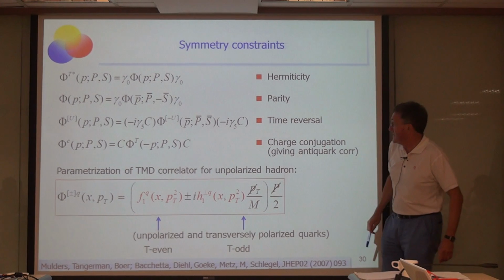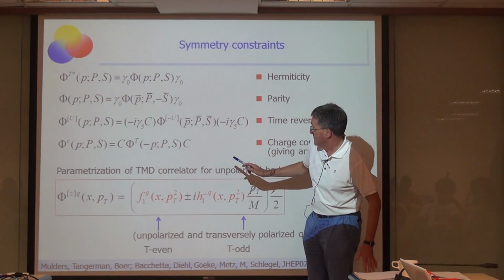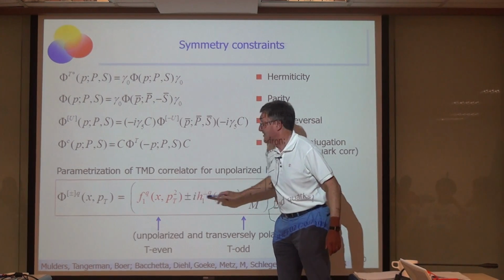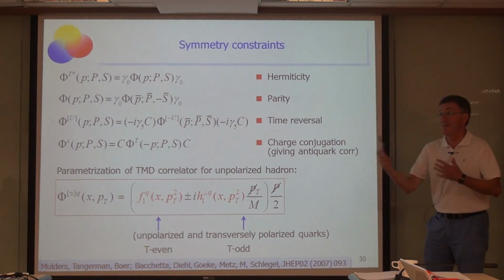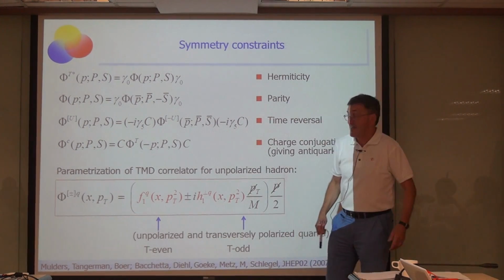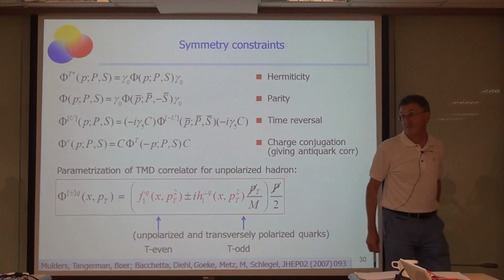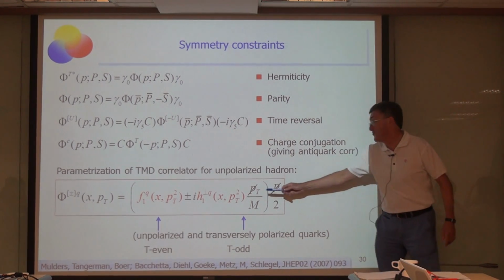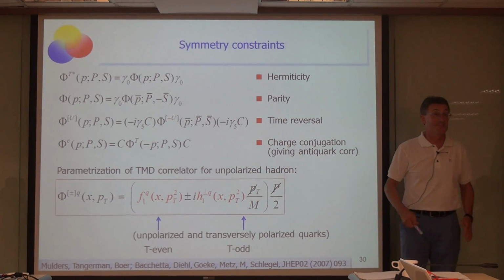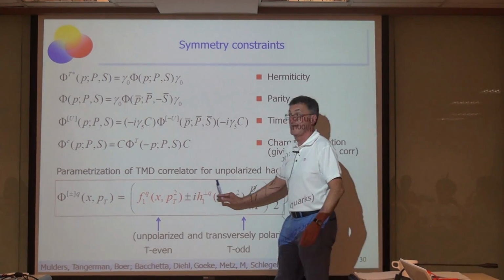And I'll come back to that. And charge conjugation is usually not that relevant in this case, because it connects antiquarks to quarks. Hermiticity will tell you that the functions that appear here should be real functions, if you use a nice real set of gamma matrices, and that sort of thing. So this is how you get your most general form.